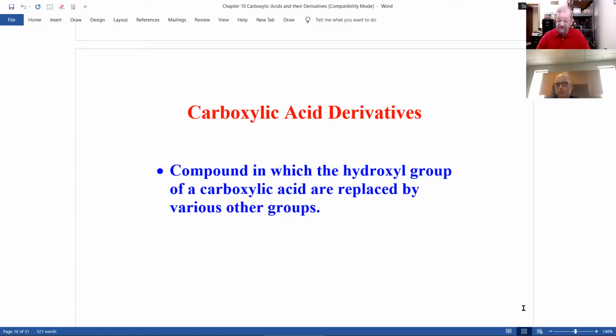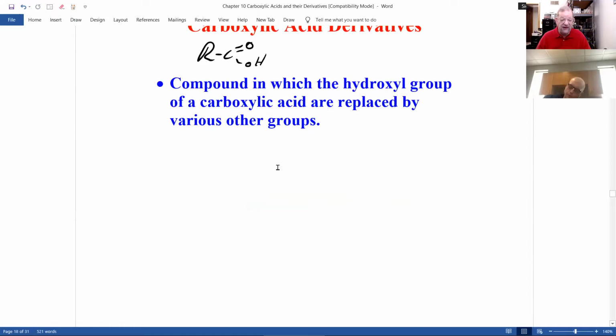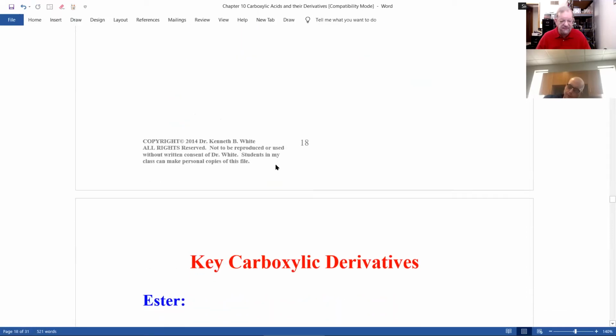And don't forget, a carboxylic acid is this general structure. So molecules made from this are called derivatives, and I'll never ask that. And that's where, almost always, you replace the hydroxyl group, OH, on the carbonyl. Remember, carbonyl, carbon double bond to oxygen. You replace the hydroxyl group with something else.